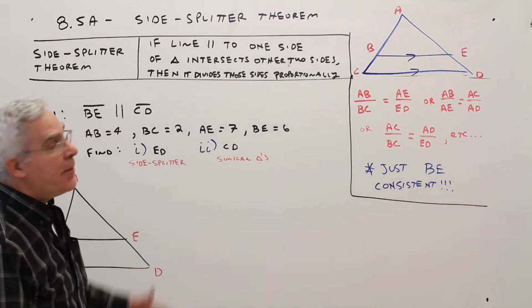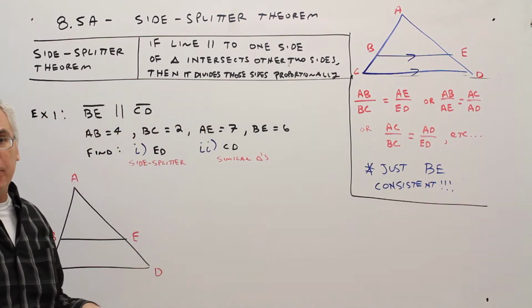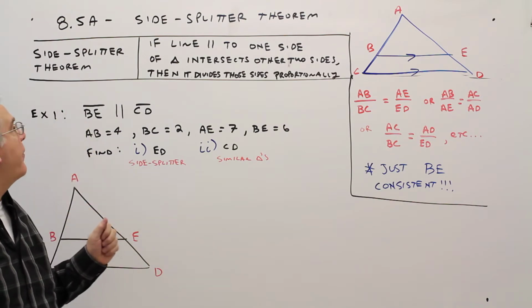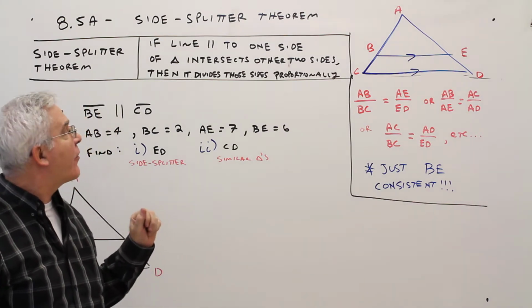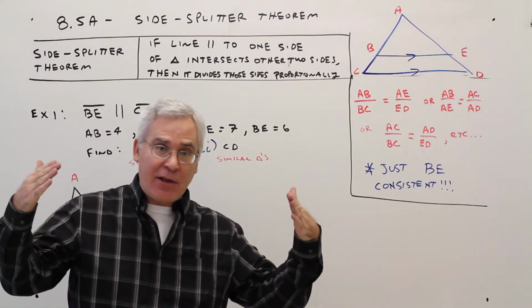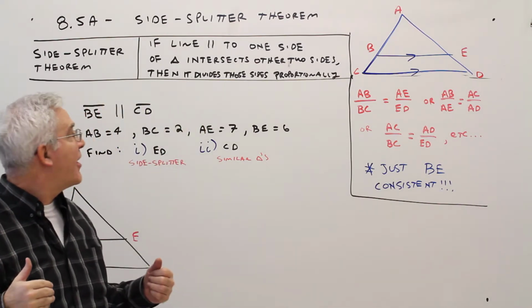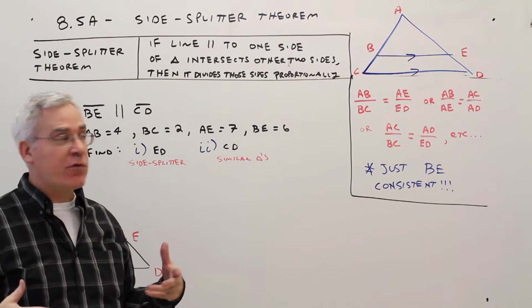Welcome to video 8.5a, the Side-Splitter Theorem. Here's the theorem. If a line is parallel to one side of a triangle and it intersects the other two sides, then it divides those sides proportionally.